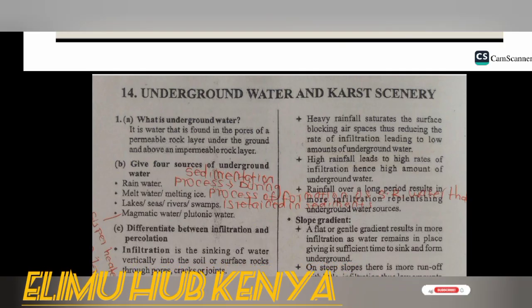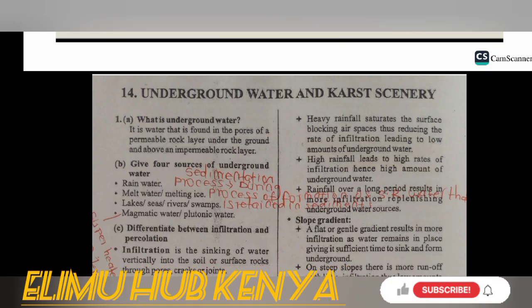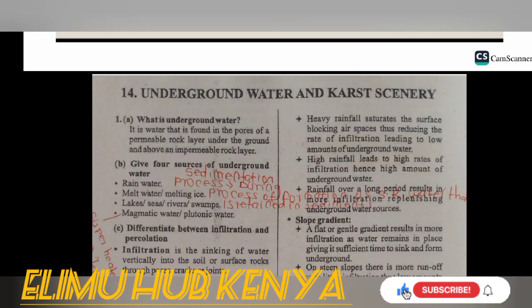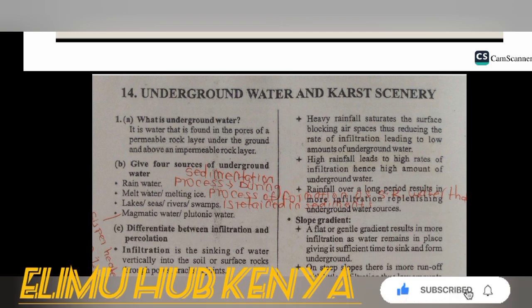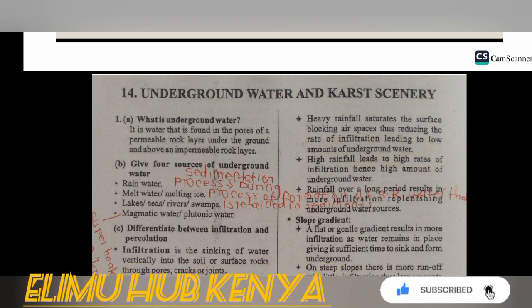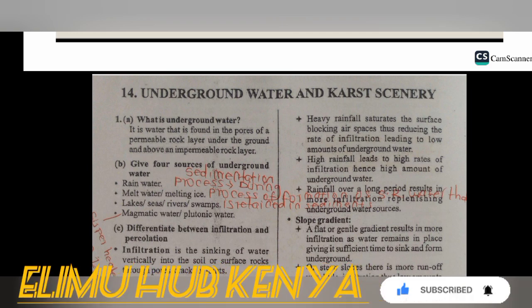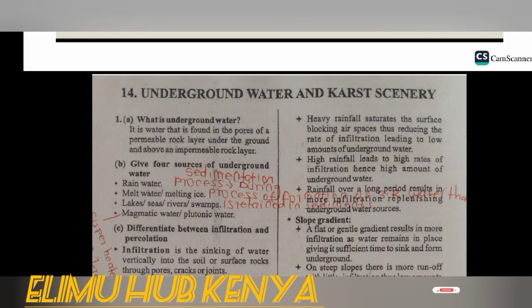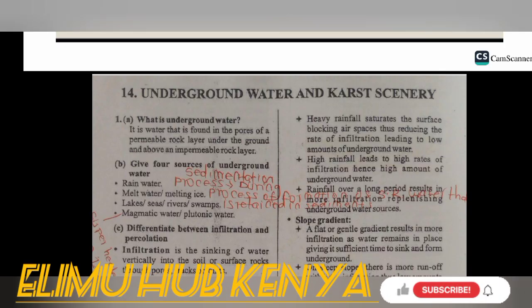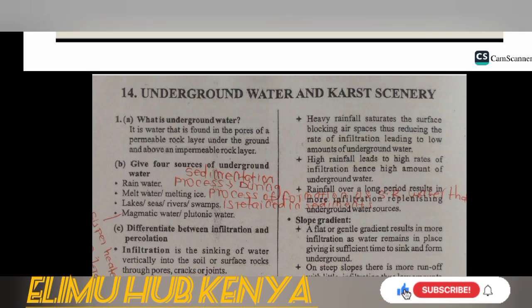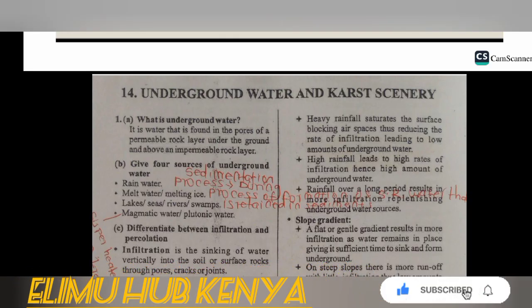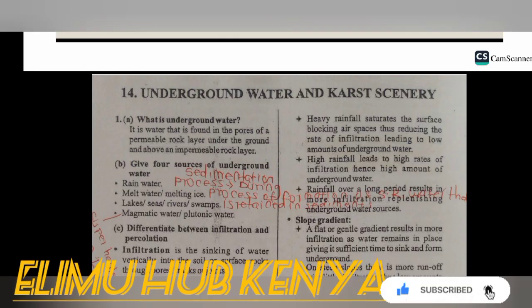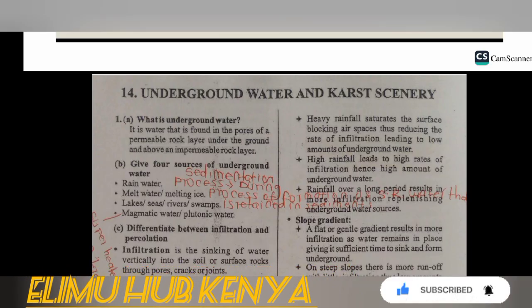Having looked at that, we ask ourselves a very critical question: where does this underground water come from? That will lead us to discuss the sources of the underground water. When we talk about the sources of underground water, we have 4 main sources that we are going to look at.